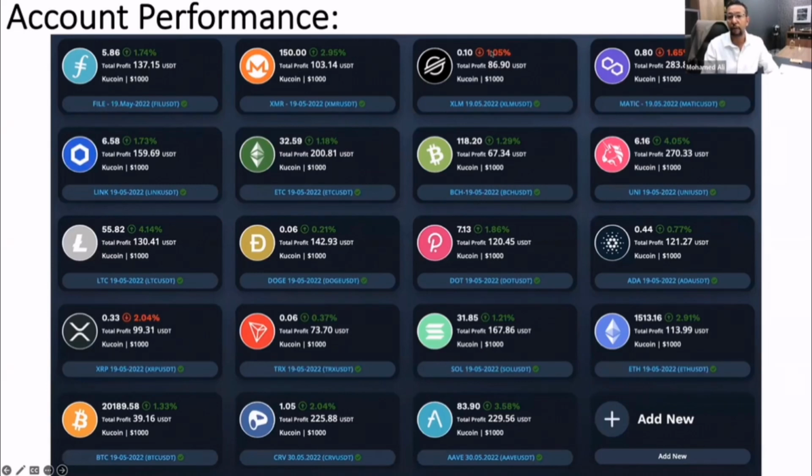Now don't look at this percentage here on the top. This is the movement of the coin during the past 24 hours. It has nothing to do with the profitability of that specific trade. You see here, Matic made the maximum profit, 28.3.